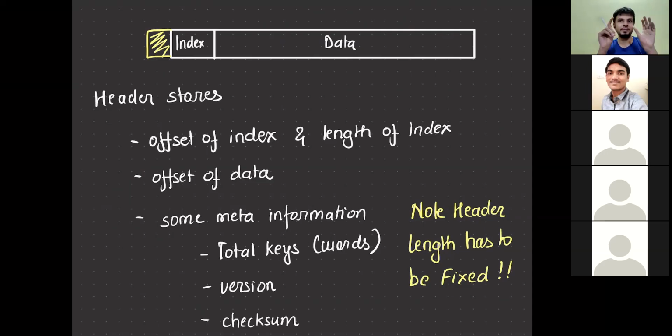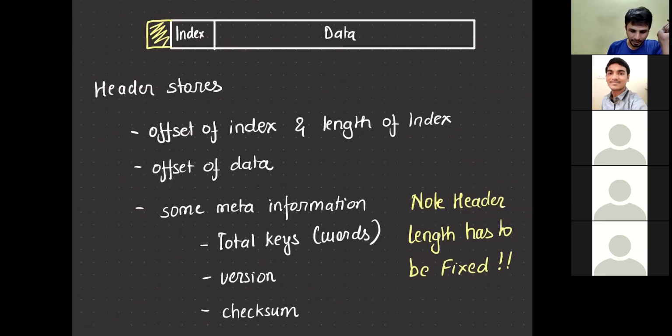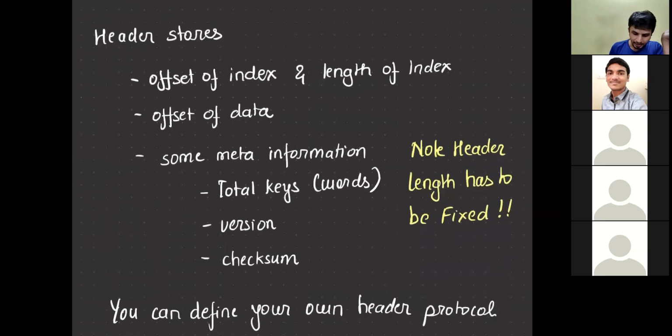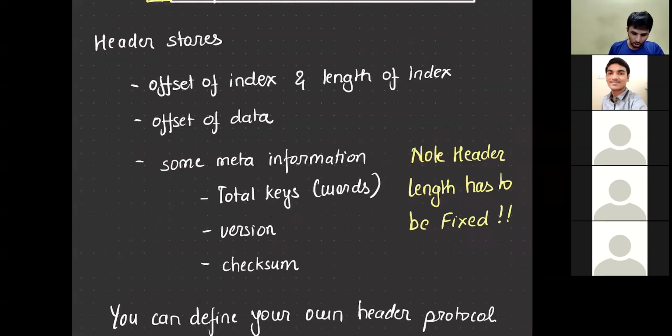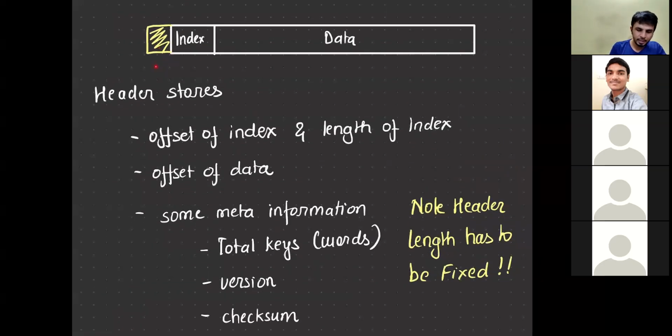Every single piece of information has to be self-contained. So a fixed size header stores information like the offset of the index and the length of the index, meaning from what position the index starts and what its length is, and the offset of the data, meaning from what offset the data starts. It also holds some meta information like total keys or total words, the version, and when it was last updated. All of that information will be stored here in this header.